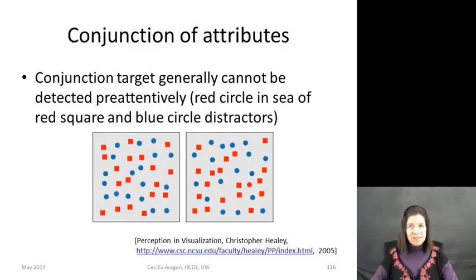Now, which square contains the red circle, left or right? So that one required serial search. So this is interesting. Even though form is pre-attentive and color is pre-attentive, the conjunction of the two is not. So the red circle in the sea of red square and blue circle distractors could not be perceived pre-attentively.